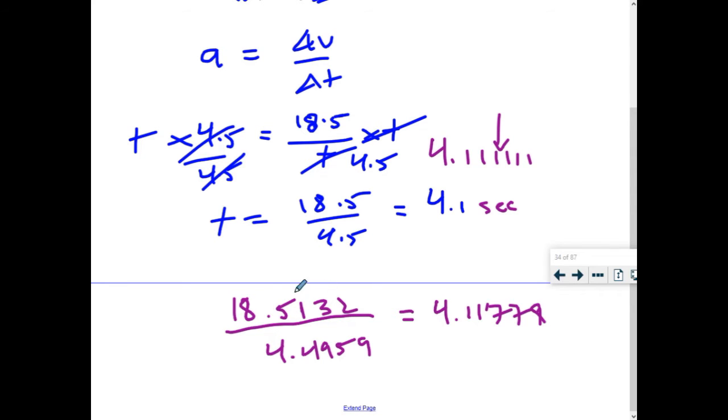Right? And let's say that I change these numbers even more. This number down here could have maybe been as low as 4.4, let's make that 759. Wouldn't that still round up to 4.5? Let me try that. 18.5132 divided by 4.4759. Now it gave me 4.13619, etc.